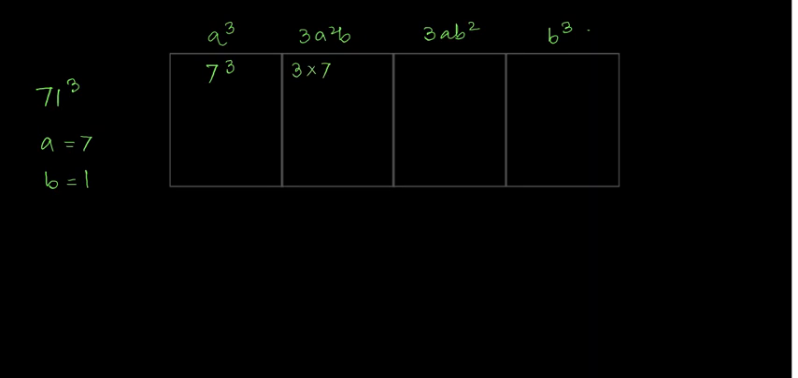So now we are going to calculate the cube of 71. So over here again it's a cube, 3a square b, 3ab square, and then b cube. So a is 7 and b is 1. So I'm writing 7 cube, 3 times 7 squared times 1, 3 times 7 times 1 square, and then 1 cube.